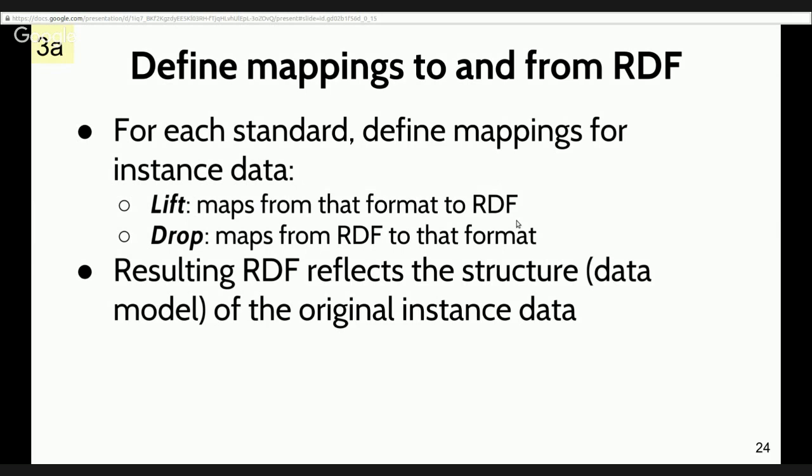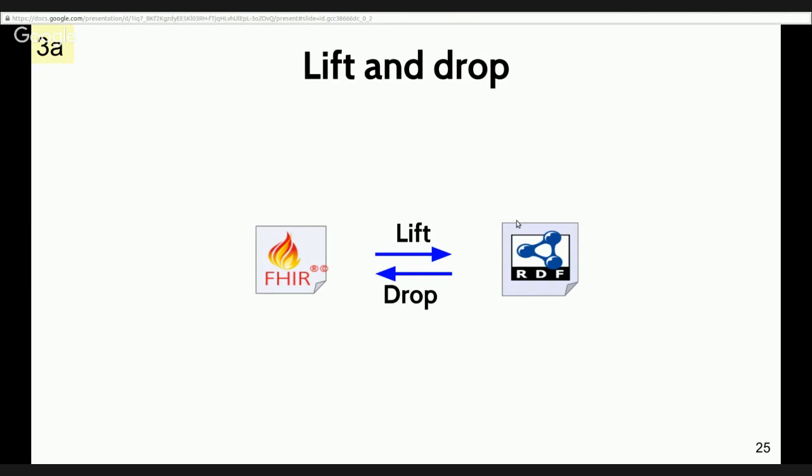And it's important to note that this lift operation doesn't really do any sort of semantic transformations at all. It's purely a fairly simple syntactic mapping. So the RDF that you end up with when you do this mapping looks very much like the original data that you had in whatever that source format was.